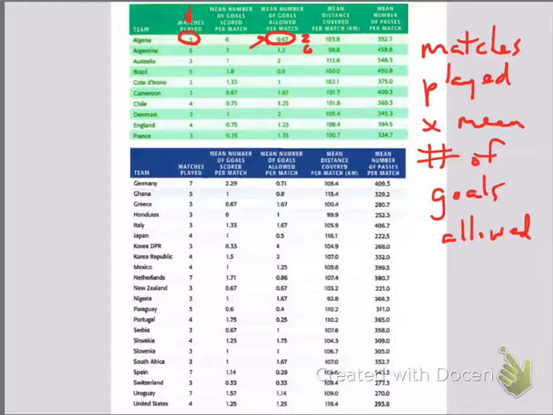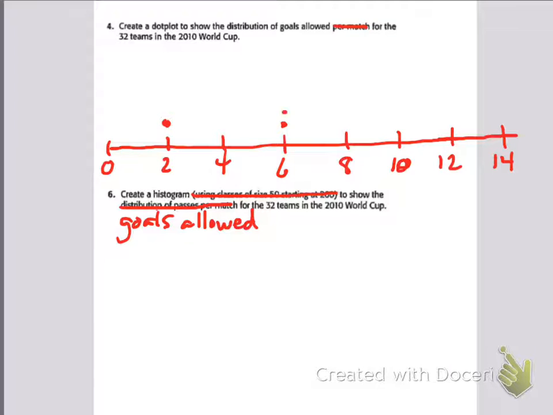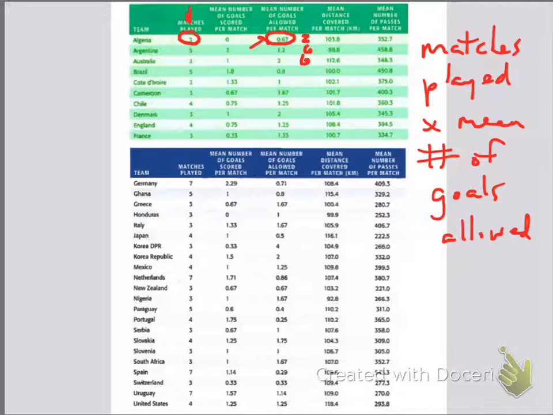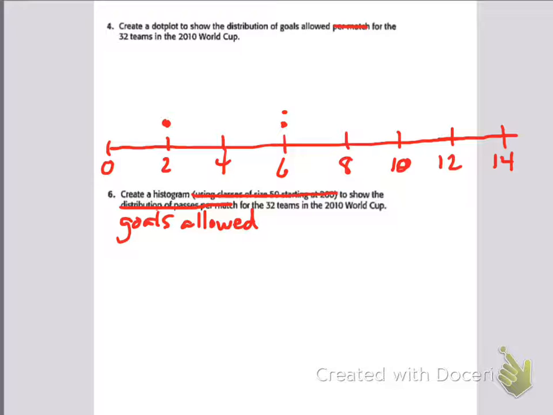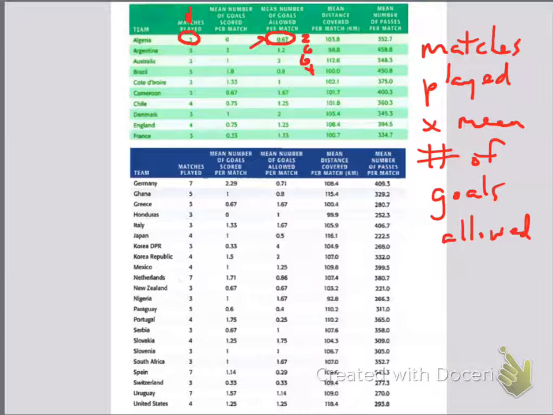Australia, 3 matches played, an average of 2 goals, I should say. So they gave up 6 goals total. Now, when you get multiple of the same number, you just want to stack the dots. Brazil, 5 times 0.8. So that's 4. So Brazil allowed 4 goals total. Put a dot at 4.